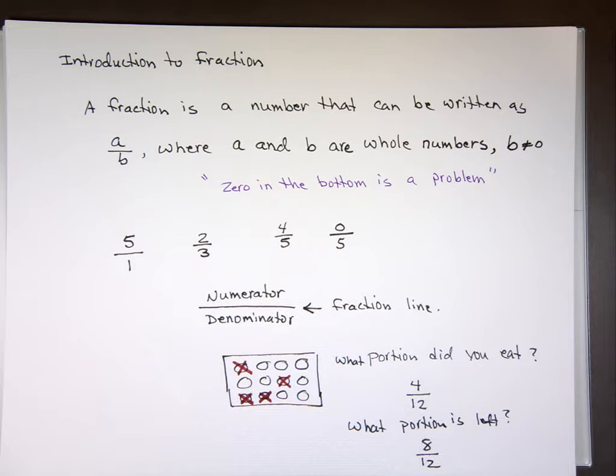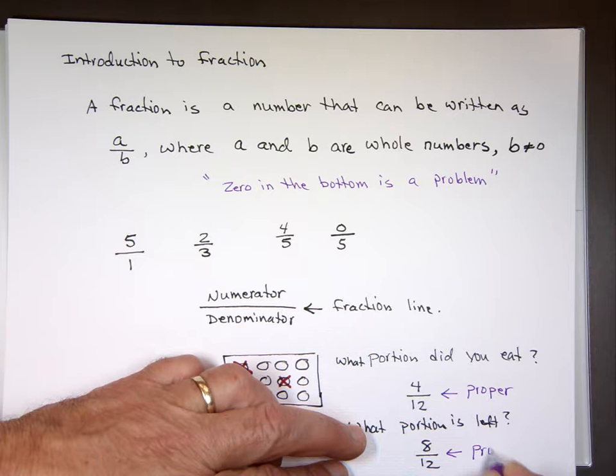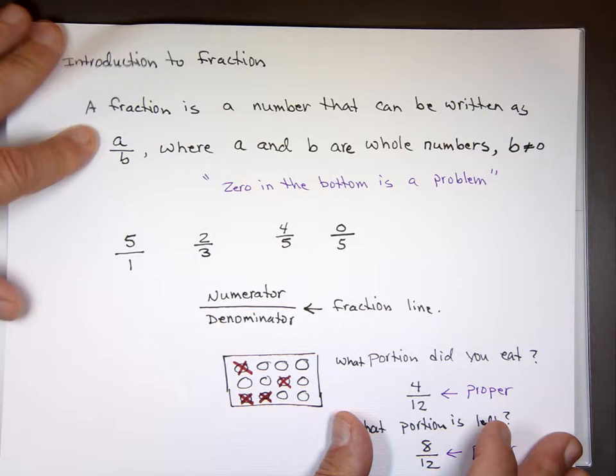Now these fractions have a name. We call them what? Proper fractions. Why do we call them proper fractions? Because the top number is less than the bottom number. Good.